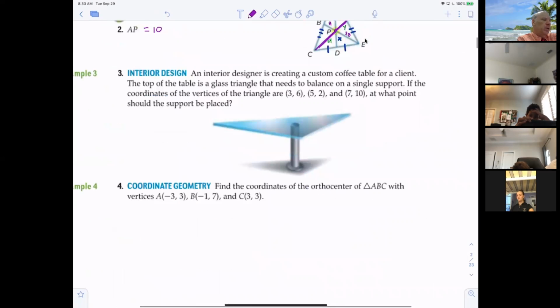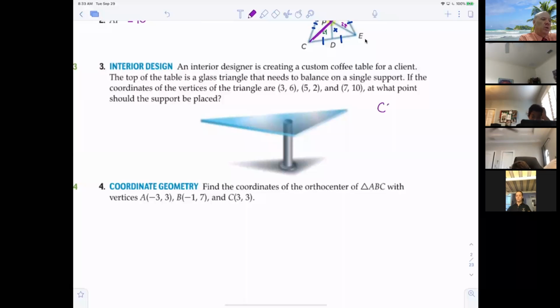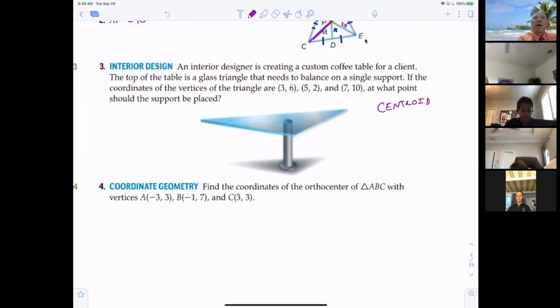Now number 3. It says an interior designer is creating a custom coffee table for a client. The top of the table is a glass triangle that needs to balance. Oh, I forgot to say this. Believe it or not, this is another really cool feature. The centroid is called the center of mass. So if you were to take a triangle and cut it out and point to the centroid, if you could figure out what the centroid is, you could balance it. So the centroid is also called the center of mass.